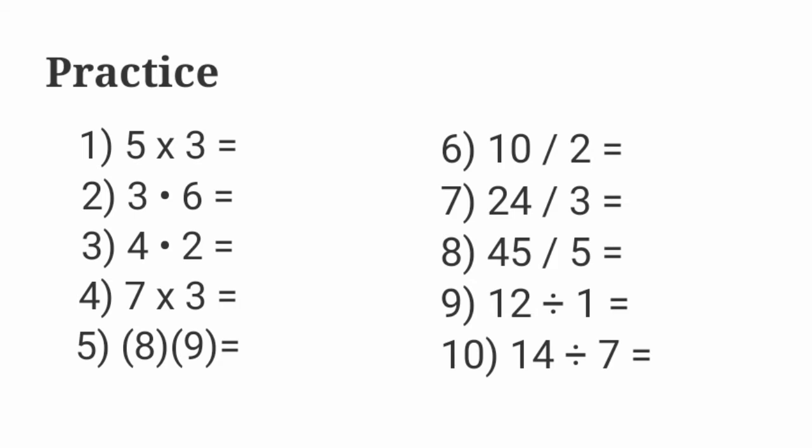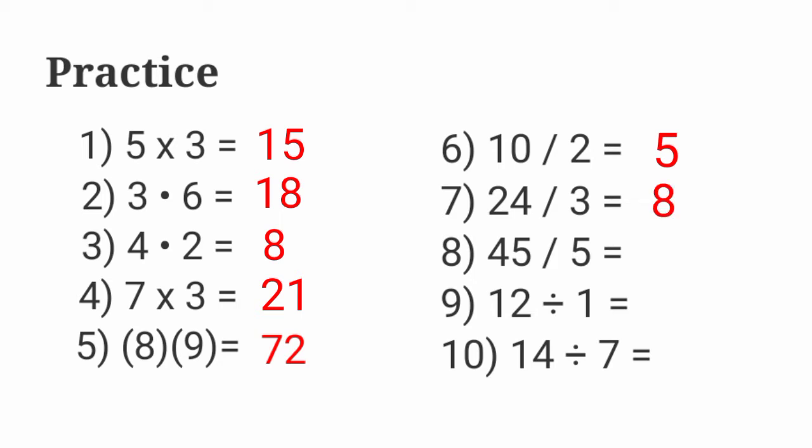5 times 3 is equal to 15. 3 times 6 is equal to 18. 4 times 2 is equal to 8. 7 times 3 is equal to 21. 8 times 9 is equal to 72. 10 divided by 2 is equal to 5. 24 divided by 3 is equal to 8. 45 divided by 5 is equal to 9. 12 divided by 1 is equal to 12. 14 divided by 7 is equal to 2.